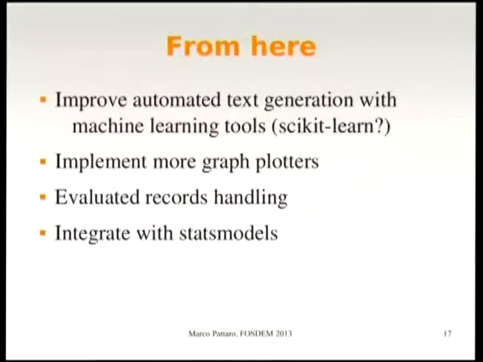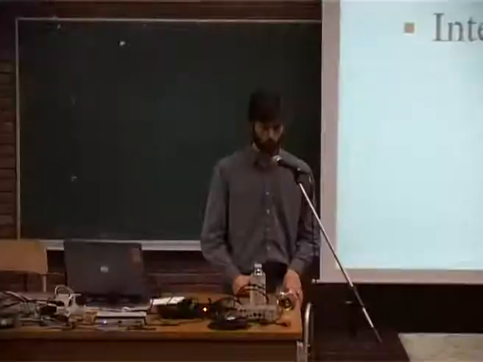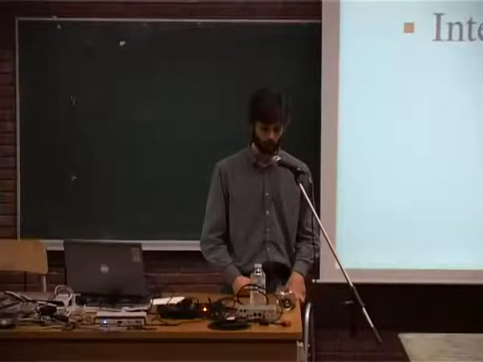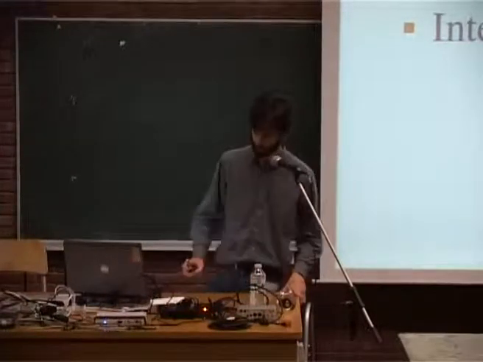What do I want to do from here? First of all, as I said, the automated text generator should be implemented, maybe using scikit-learn or some other machine learning tools. I actually don't know. More plotters, much more plotters. Evaluated record handling, which is quite the same thing as evaluated columns, but should work on records instead of columns. And maybe integrate with statsmodels to let users define statistical models to apply to the data.